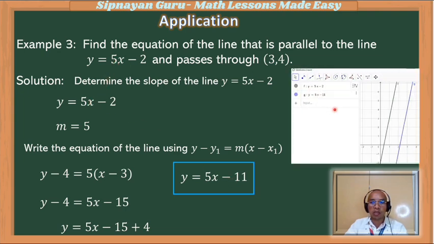To illustrate, we'll show it in the graph. The black one is the graph of 5x minus 2, while the blue one is 5x minus 11. As you can see, these two lines are parallel.